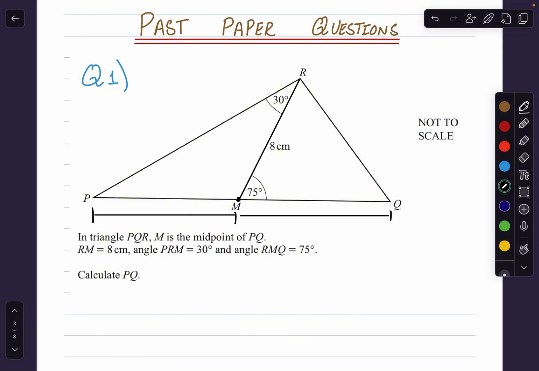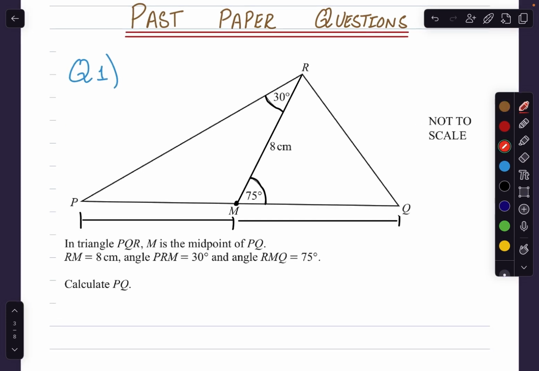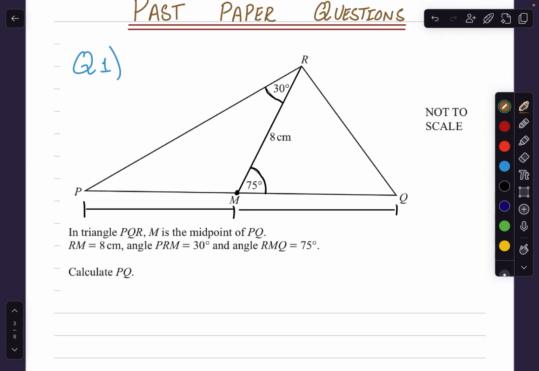Angle PRM is 30 degrees here, and angle RMQ is 75 degrees over here. These things are given. What we are calculating here is the side PQ. We know that PQ is a whole side, a total side over here. To get it, we have to find out first of all PM, and then we can simply multiply that by 2 to get the MQ, because we cannot find it directly within 2 triangles. Now to solve with that, we'll try to figure out first of all the angles, and then we'll figure out which of the law we can use.